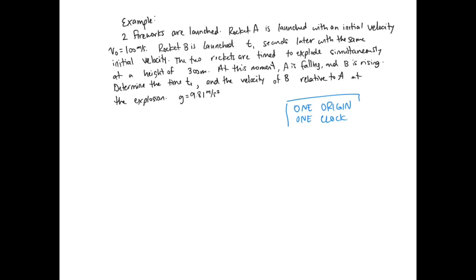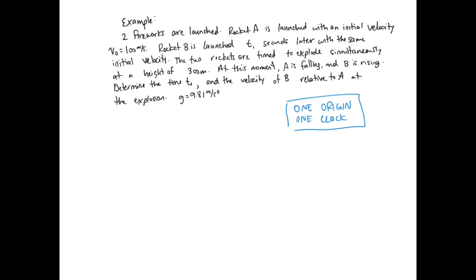So this is just really important, and I'll show you what that means right now. For this question, we have two fireworks that are launched. Rocket A is launched with an initial velocity v naught equals 100 meters per second. Rocket B is launched t1 seconds later with the same initial velocity.